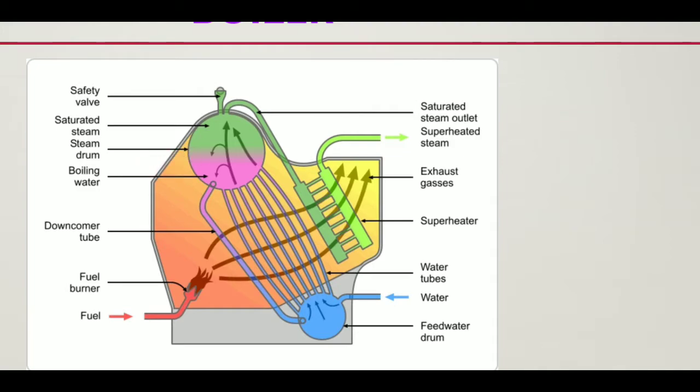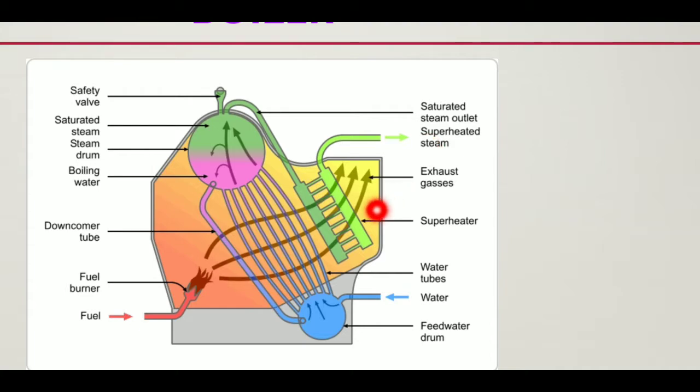This is the boiling water in the drum or boiler drum. This is the downcomer tube. After producing steam, this tube helps to supply the steam to the boiler drum. This is the fuel burner, and this is the pipe by which the fuel is supplied. Now the saturated steam outlet.